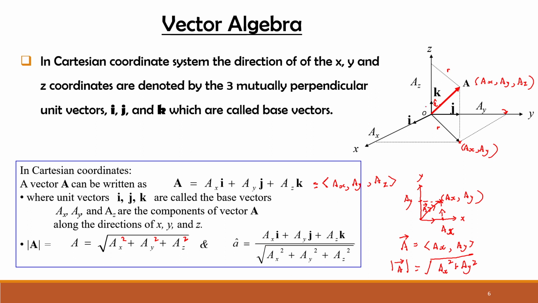So far, we introduced a vector A in the 3-dimensional Cartesian coordinate system, and then how to find its magnitude and how to find its unit vector. Okay, is it okay?